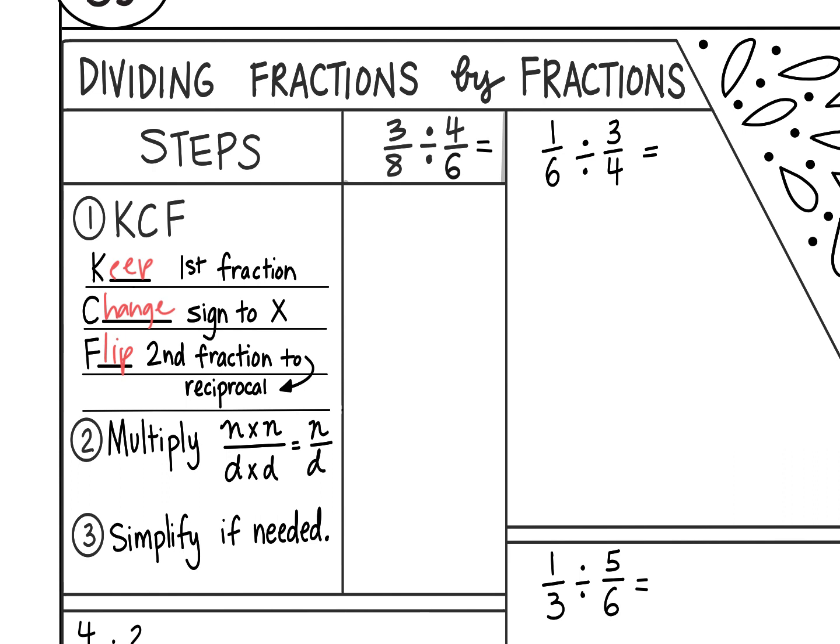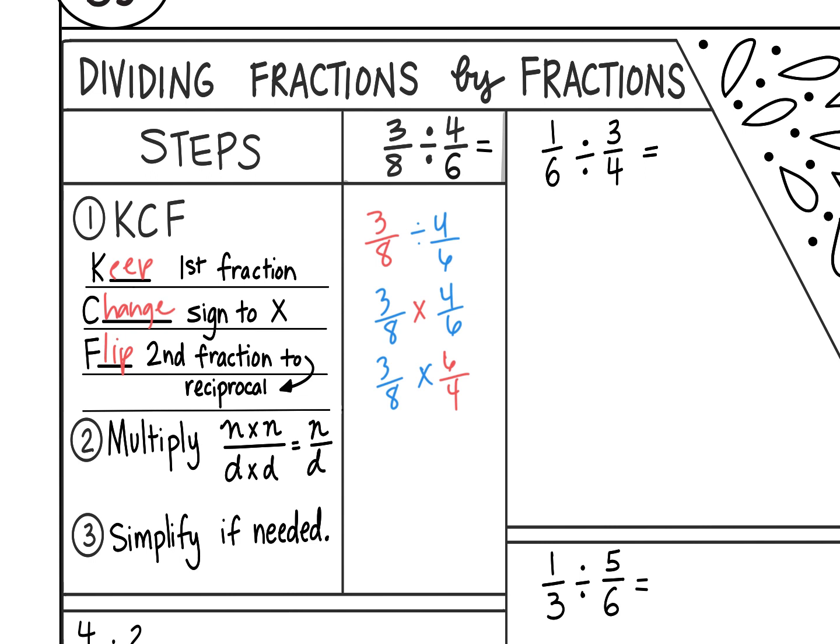So first thing we're going to do is keep 3/8. So I keep 3/8 the same. The next thing I'm going to do is change. So after I keep it, now I'm going to change to multiply. Okay, so this is where I'm at so far. I've kept, I've changed. The last thing I need to do is flip. So now I'm going to flip 4/6 to 6/4. And now I can multiply straight across.